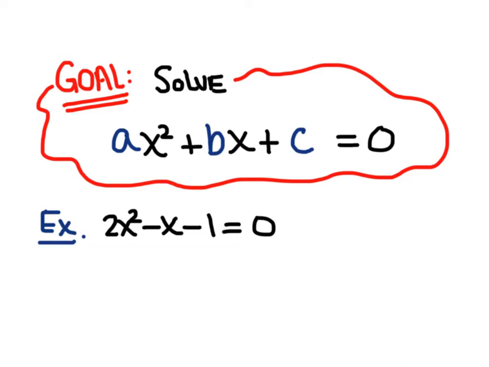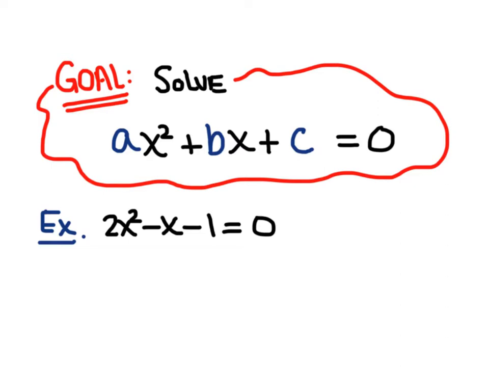And just as an example here, let's look at this quadratic equation, 2x squared minus x minus 1. Now this is called a quadratic equation because the highest power of x that we see is a 2. So anytime that happens, you are dealing with a quadratic equation, and one technique to solve that is the technique we're going to learn today.